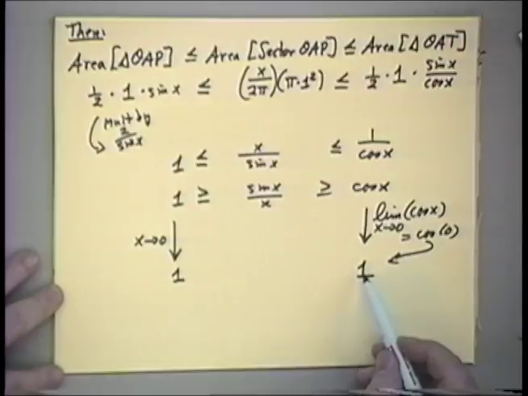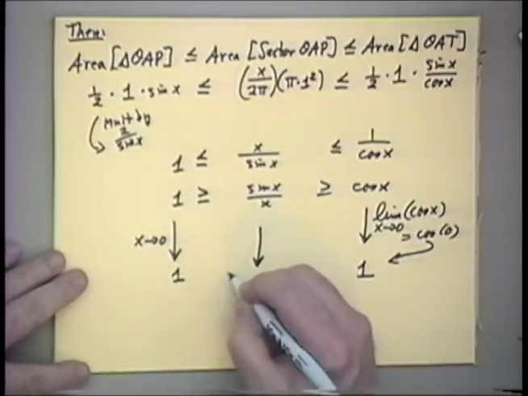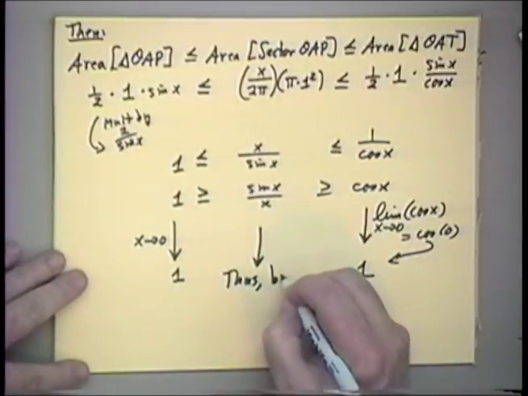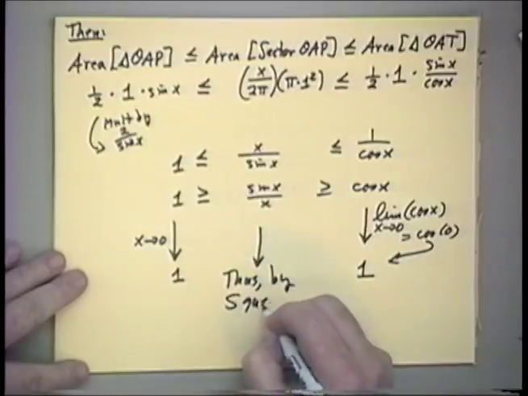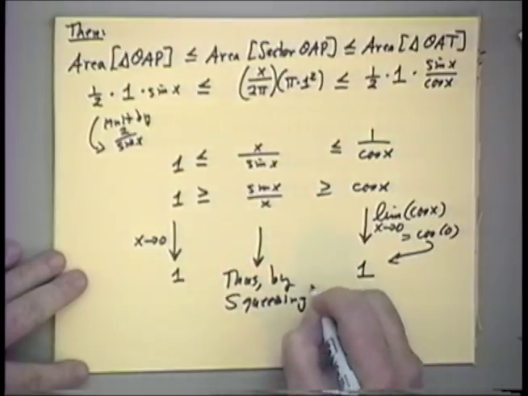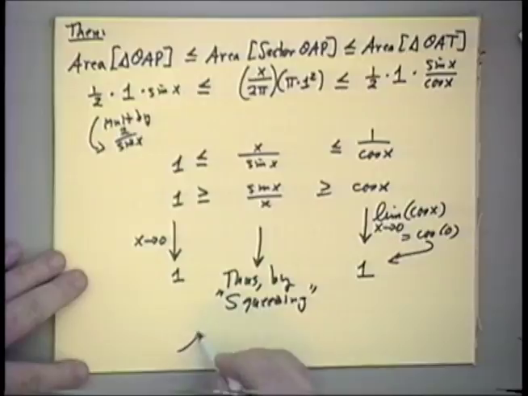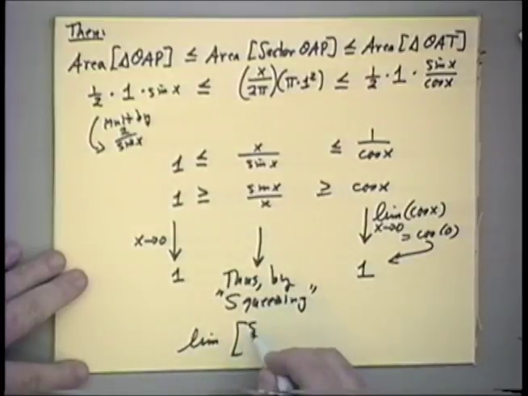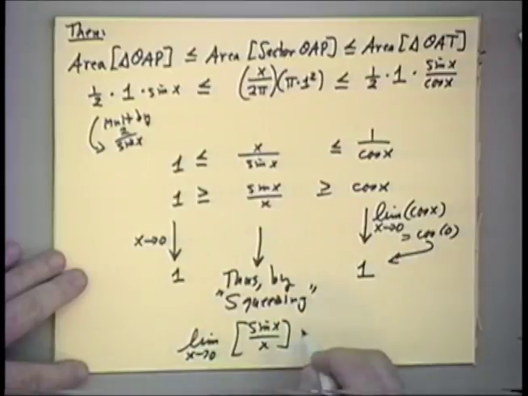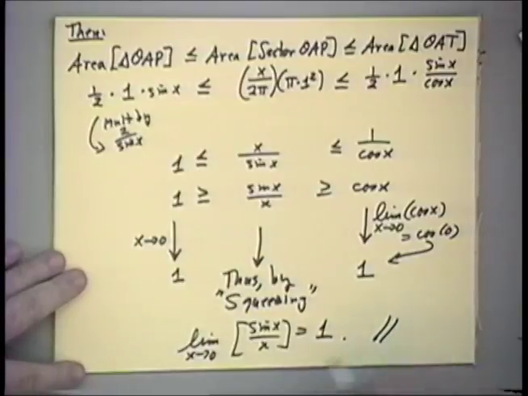Since the two limits here go to the same place, we can say, using the squeezing theorem, that the limit of sine x over x as x approaches 0 is in fact equal to 1, because it has to be the same number as the two ends. So there we have it.